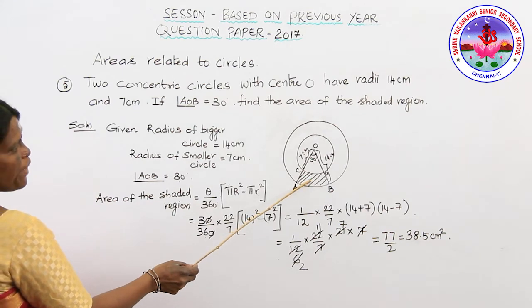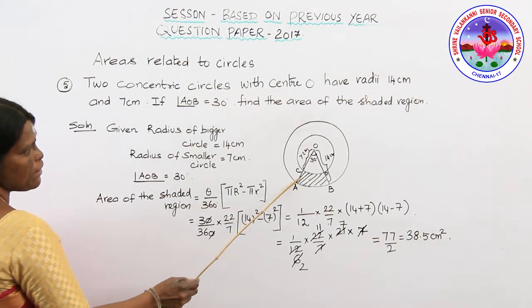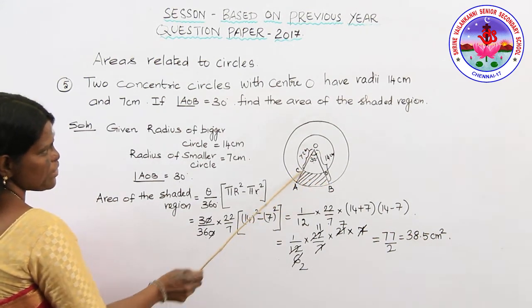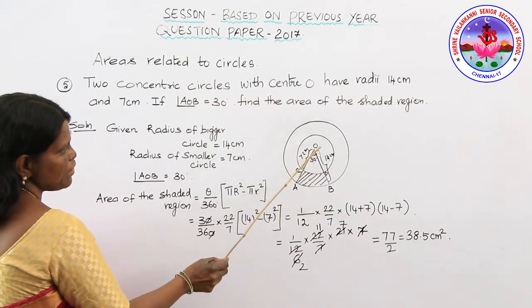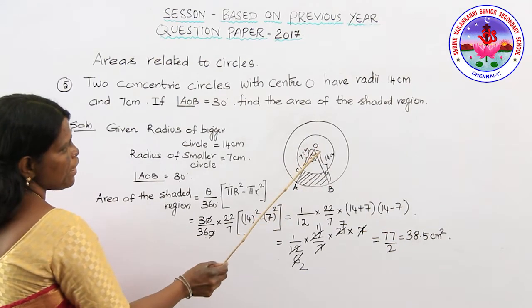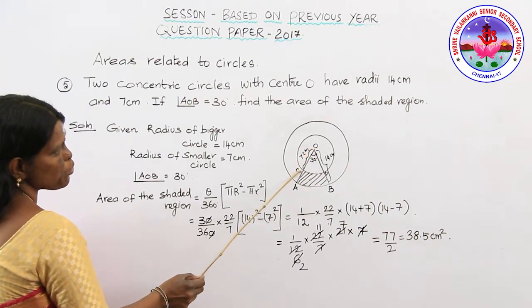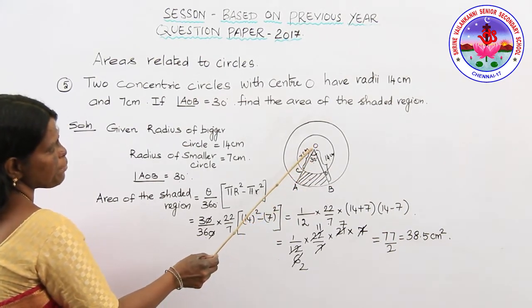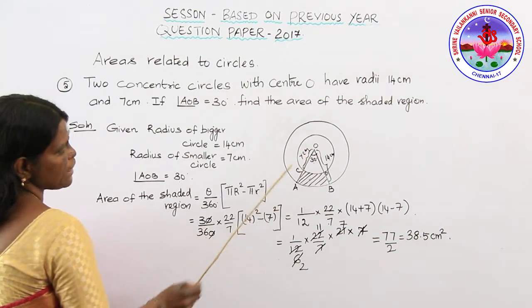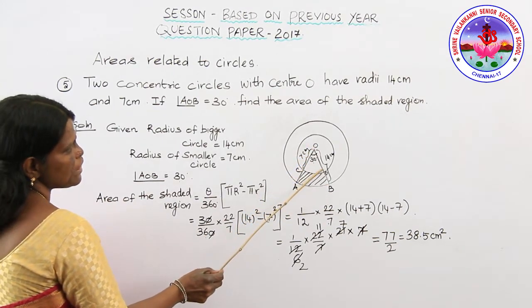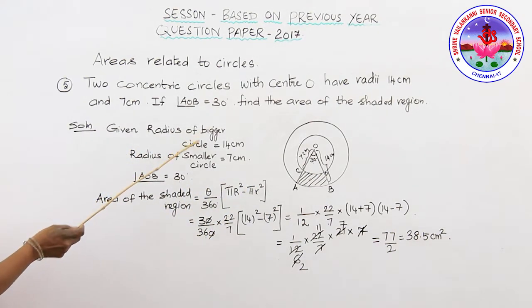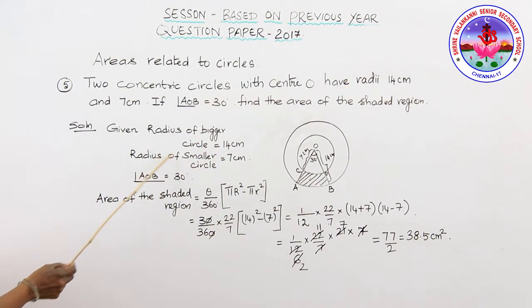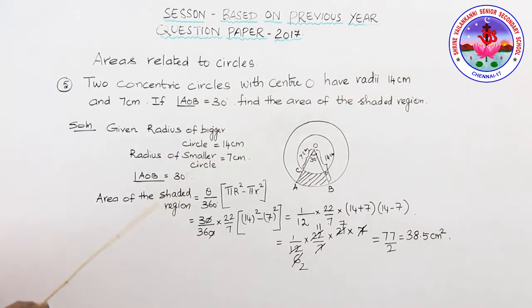This can be obtained by subtracting from the bigger sector. So this figure OAB resembles the sector region, the bigger sector, minus the smaller sector OCD. So I want to subtract the area of the smaller sector from the area of the bigger sector. I am writing here: radius of the bigger circle 14 centimeter, radius of smaller circle 7 centimeter, and angle AOB is equal to 30 degrees.